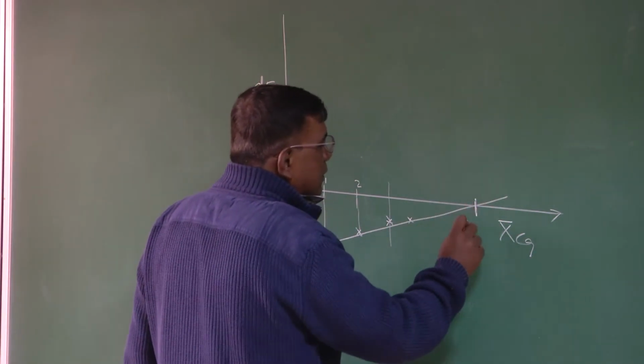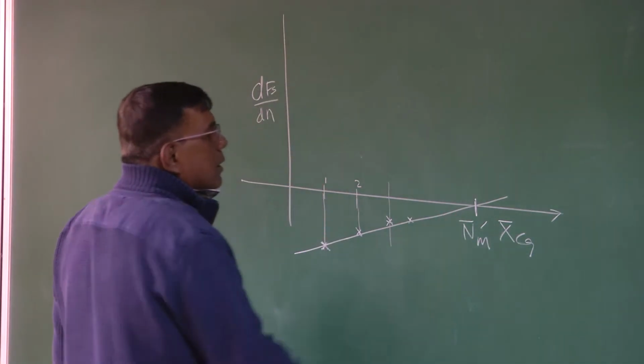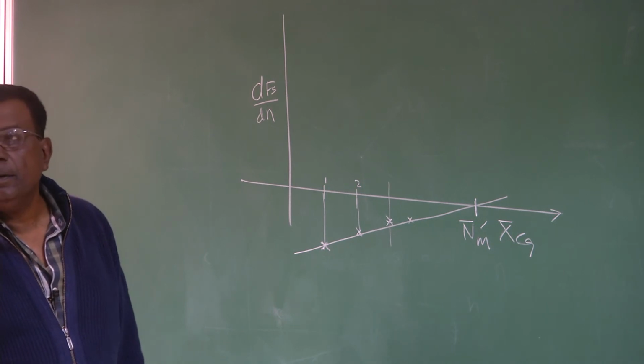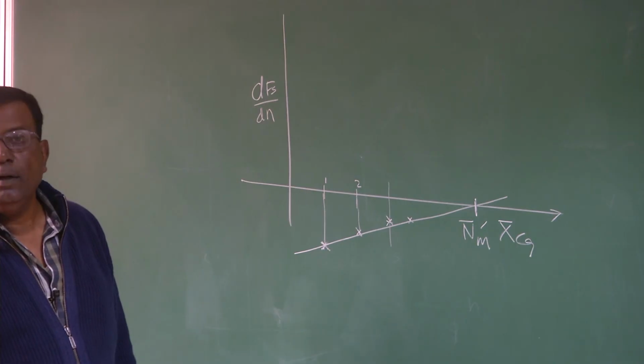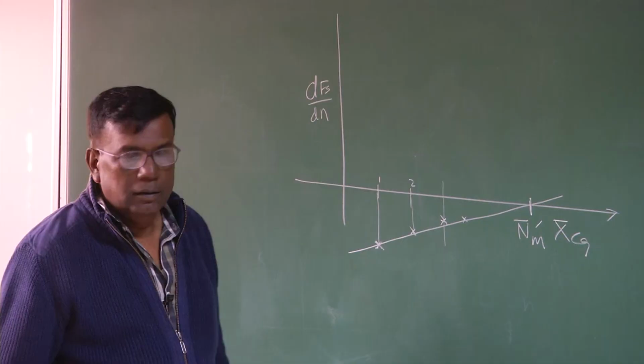And what is this point? That will be the stick-free maneuvering point. Is this understanding clear? Any doubt anybody having? Okay, thank you.